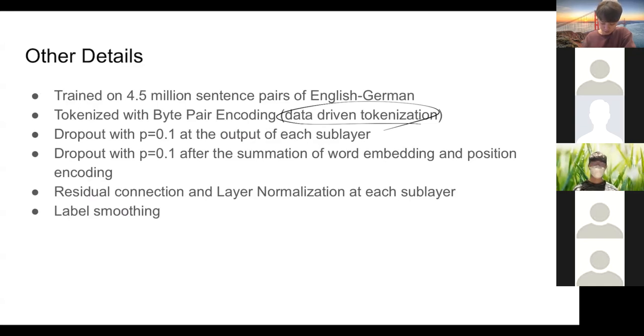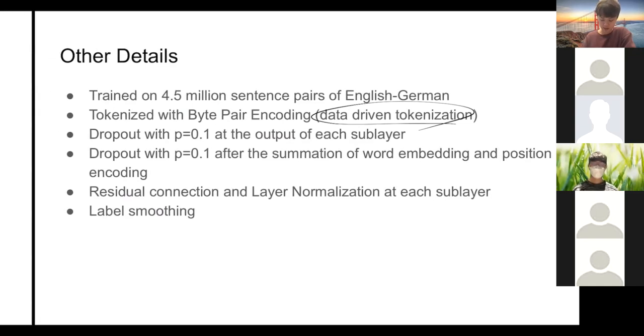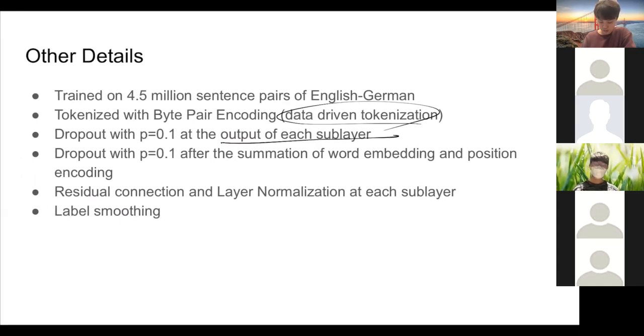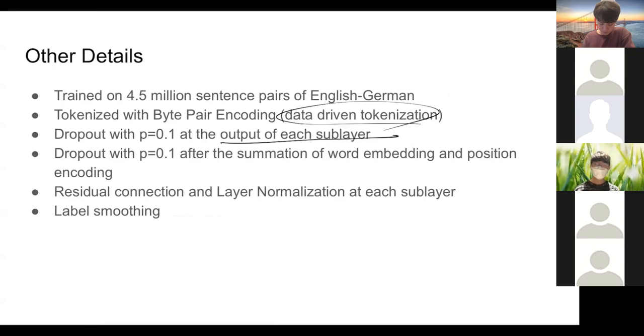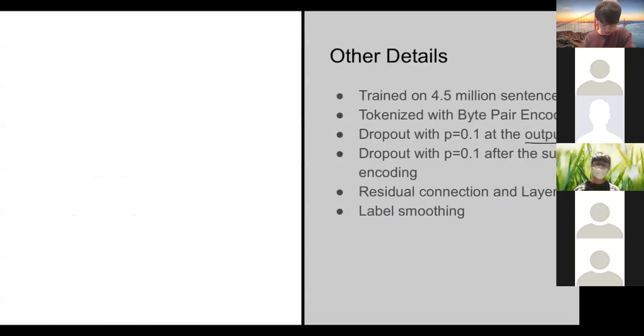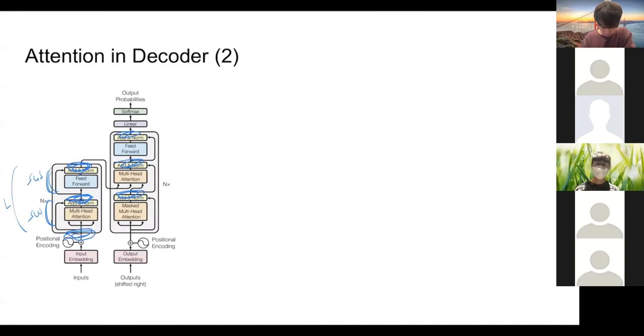So if you look at the diagram, then the dropout of output of each sublayer will be what? Well, this is a sublayer, this is a sublayer, and this entire thing is a layer. So the dropout was applied here, and here. And then after a summation of word embedding and position encoding is exactly here, right? So those are where the dropouts are applied.